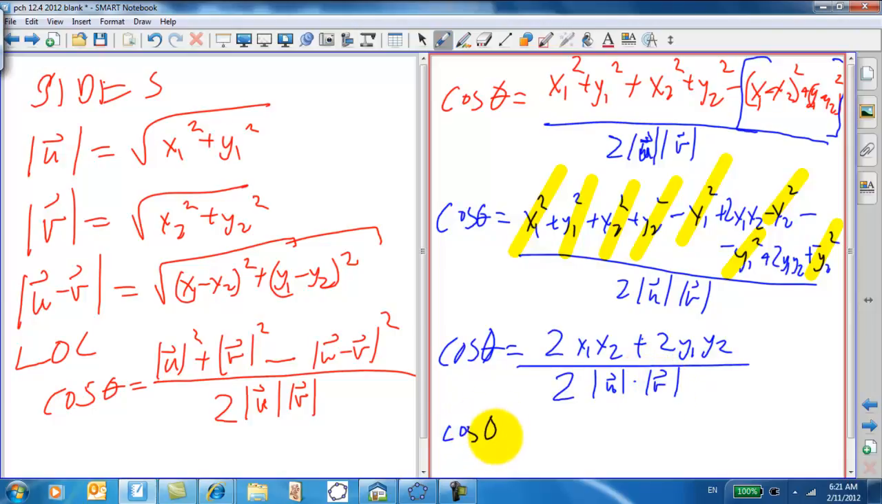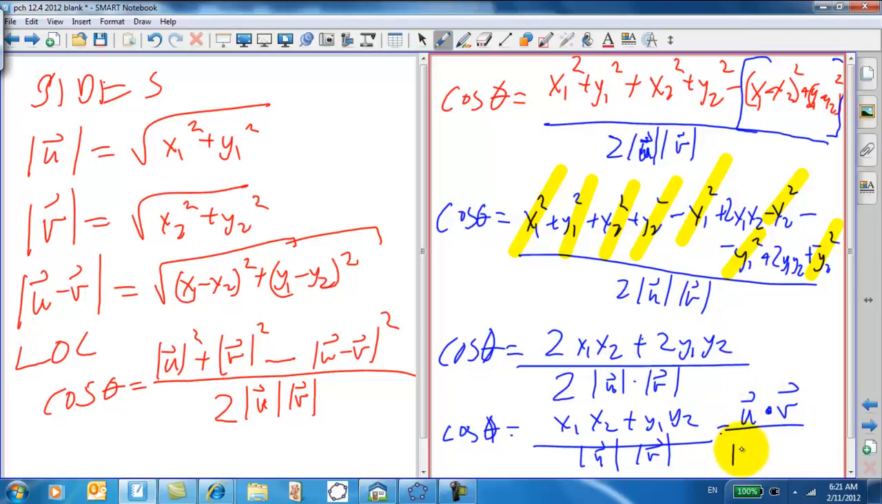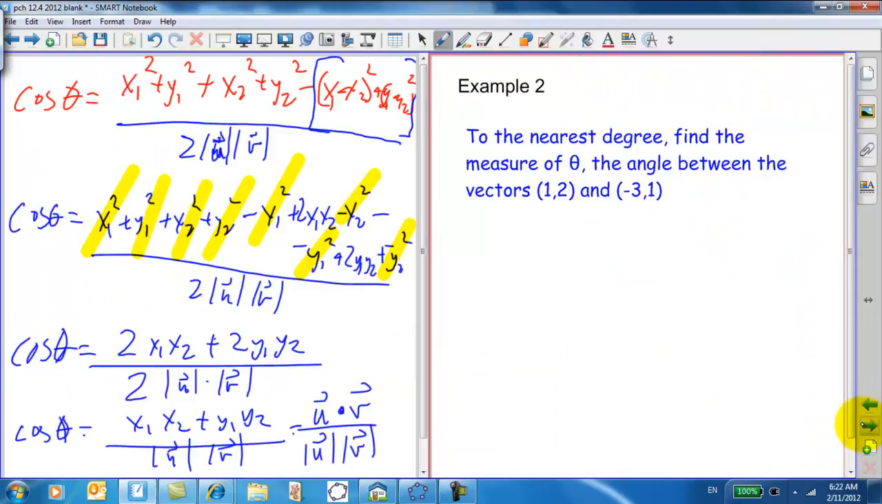So the cosine theta, take out the 2's, is x1 times x2 plus y1 times y2 over the magnitude of u times the magnitude of v. Well, that's just the dot product: u dot v over the magnitude of u times the magnitude of v. Well, that's a cool result then. In fact, there's 2 ways to write this result.